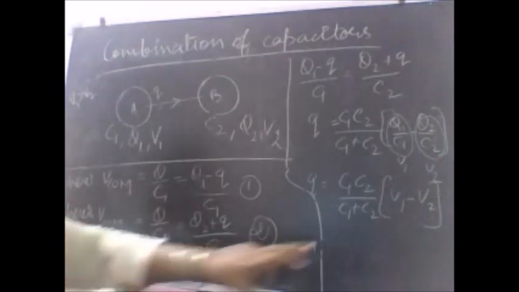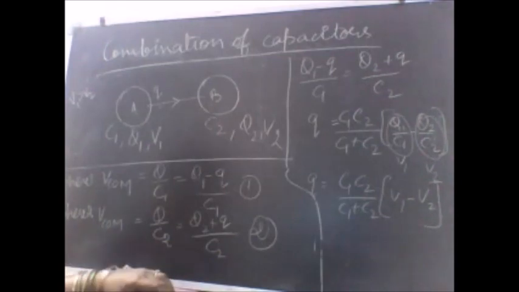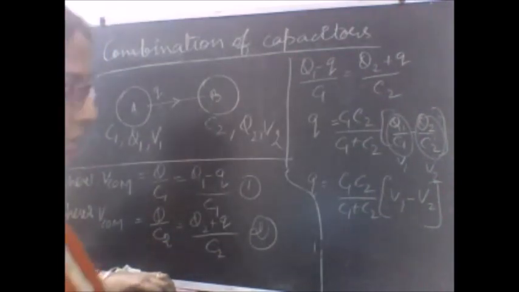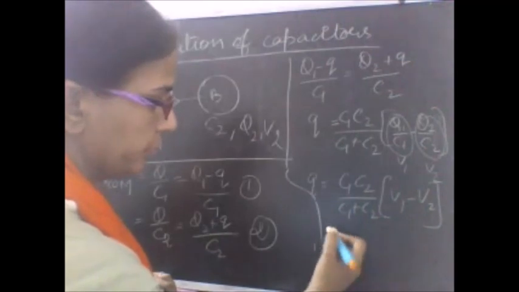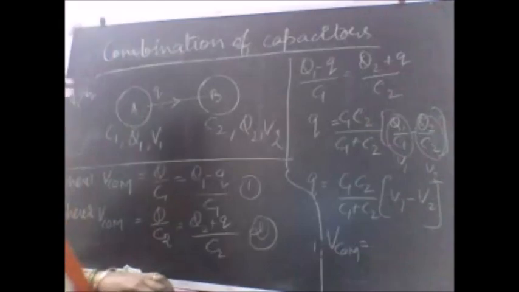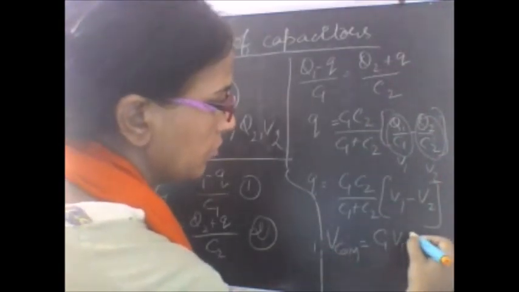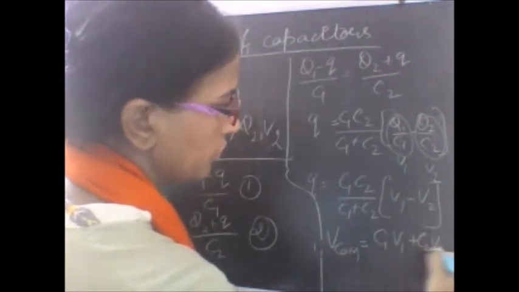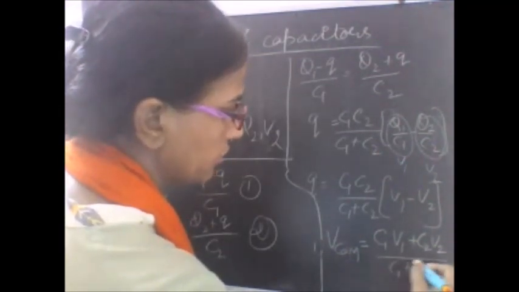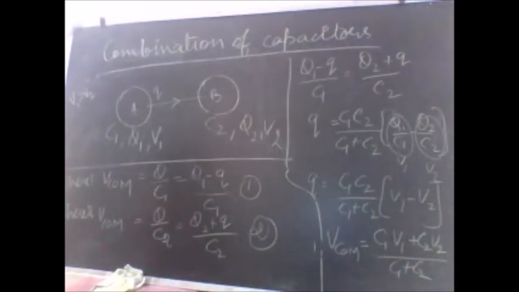So if I put the value of this small q in either equation 1 or 2, I will be able to get the common potential, and the common potential value comes out to be C1 V1 plus C2 V2 divided by C1 plus C2.